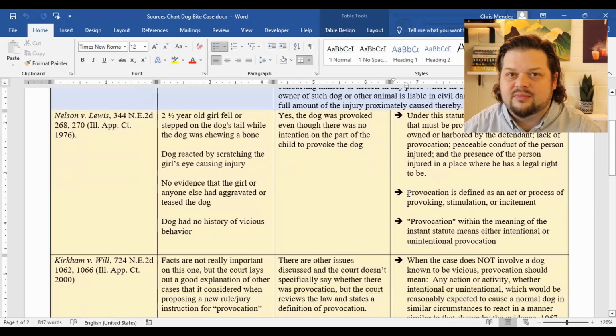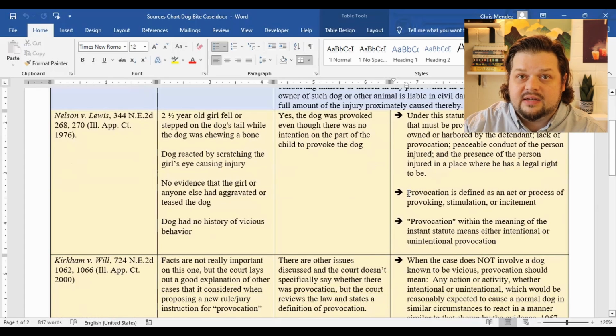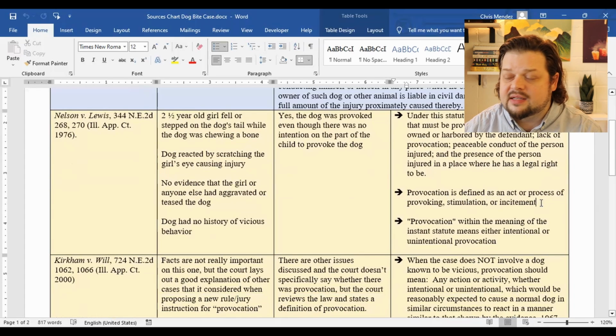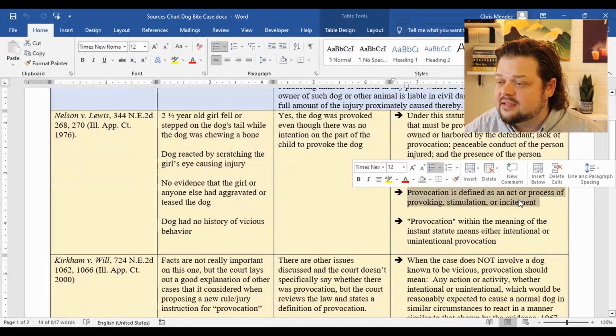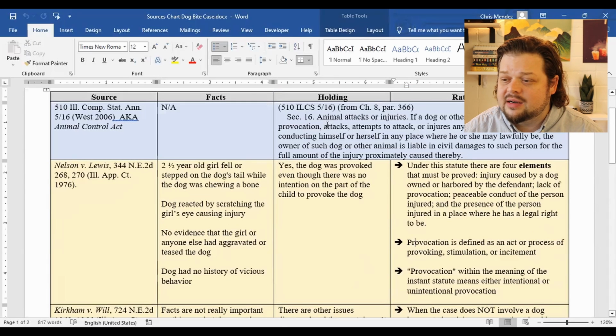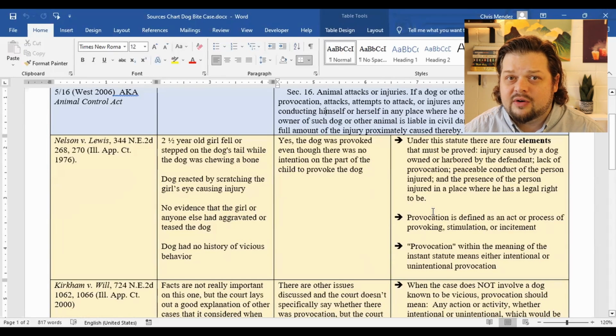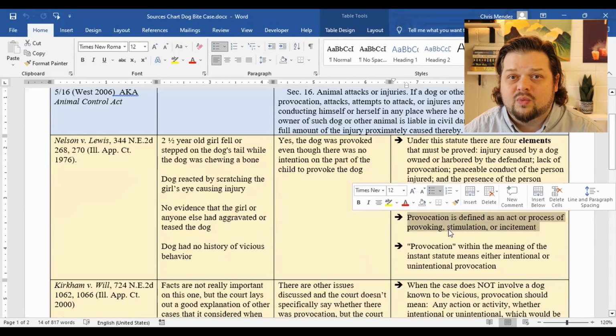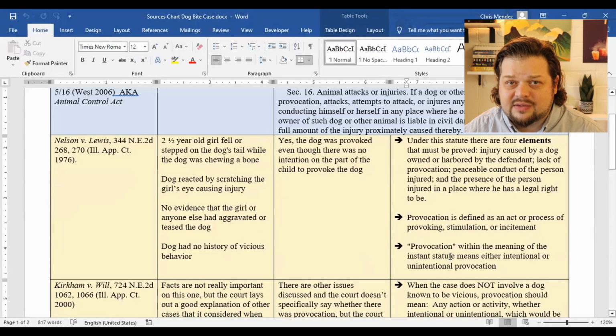And we also got some rules that the court in Nelson v. Lewis explored. For instance, provocation is defined as an act or process of provoking, stimulation, or incitement. Well, that's not very helpful. So what happened there is they saw the word provocation in the statute. They don't know what that means, so they go to the dictionary, and the dictionary tells them what provocation means, but that doesn't really help us here.